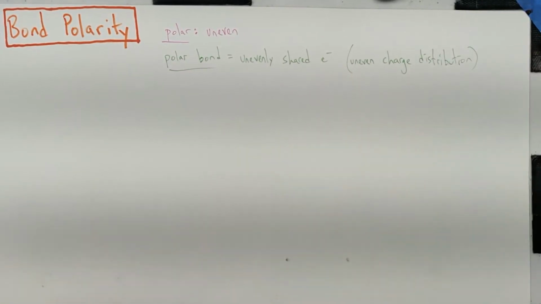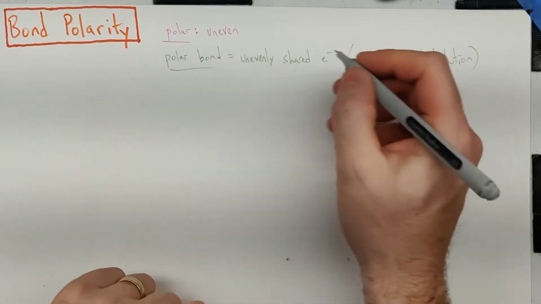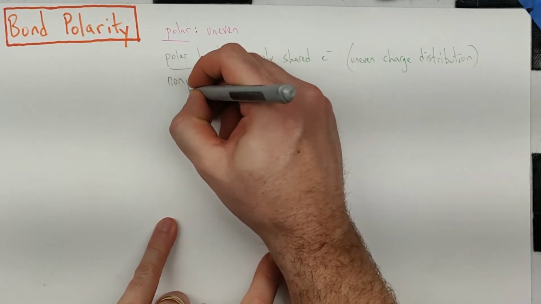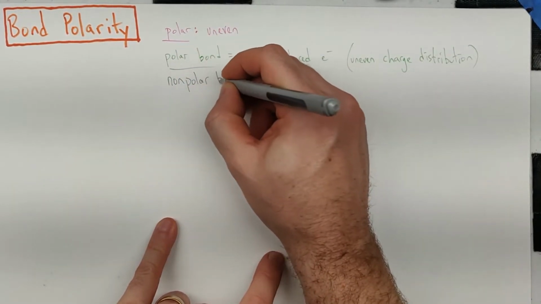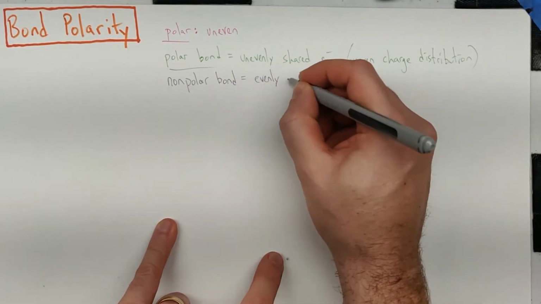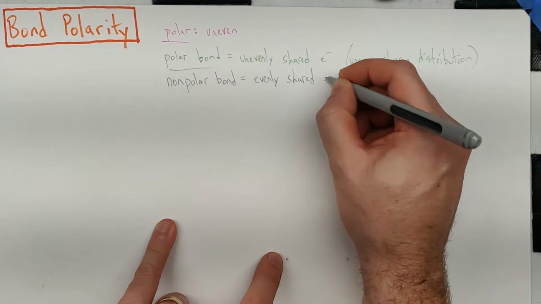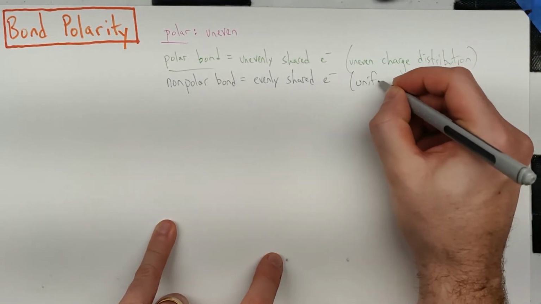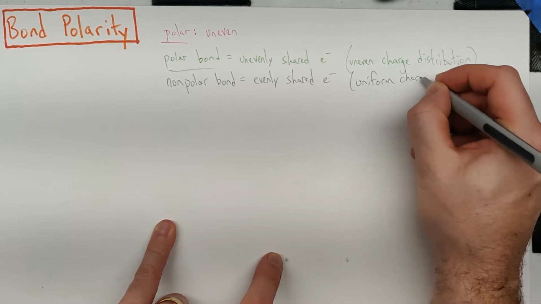which is terminology that we want to utilize more. And then we can have a nonpolar bond, which is a situation where you have evenly shared electrons. That is a uniform charge distribution.